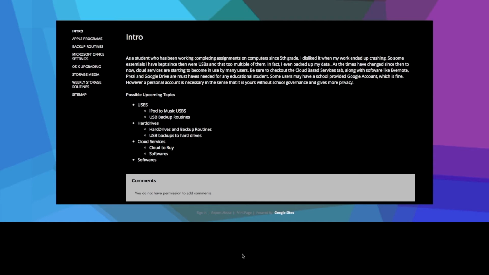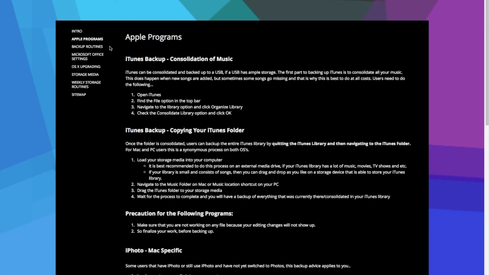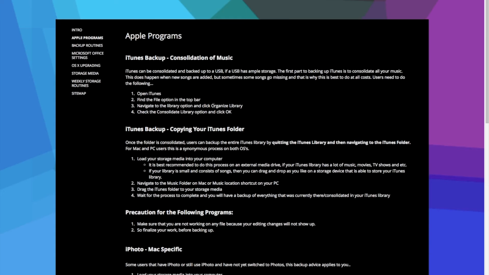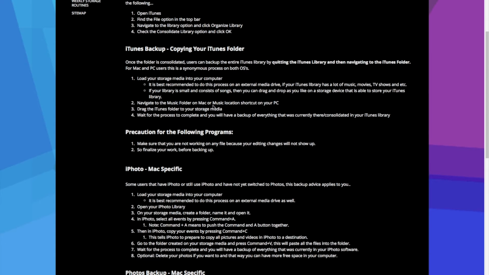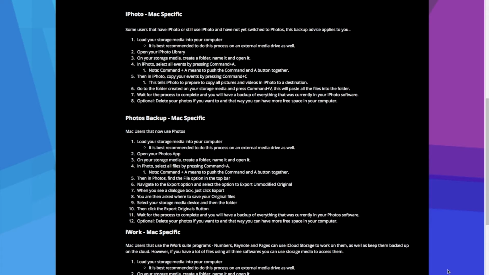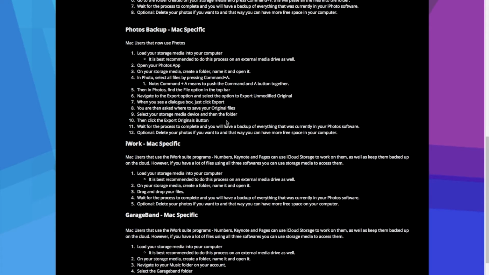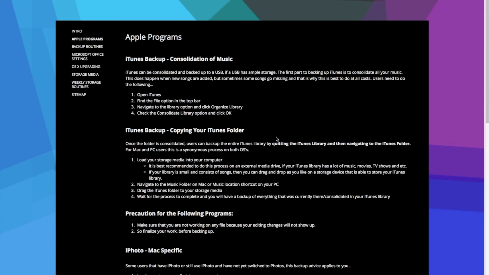So as you can see here, LifeCore Digital is still in development, but there are a couple of things I have posted. So, Apple programs. Many of my friends and peers struggled a lot with iTunes backup and how to consolidate music sometimes, because they saw that their music that they downloaded was just appearing randomly. And then many of my friends struggled with iPhoto. Some of my friends struggled with other apps from Apple as well. And so I have written a little bit about what I do, and these are proper procedures.